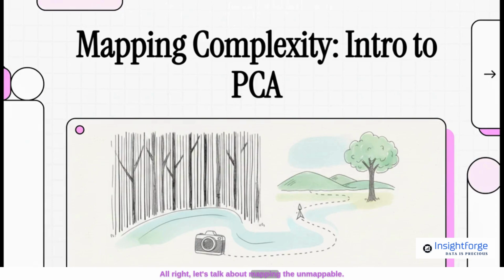All right, let's talk about mapping the unmappable. We're about to dive into one of the coolest tools in data science, something that helps us cut right through the complexity and find that hidden story that's always lurking in our data. I'm talking about principal component analysis, or as you'll usually hear it, PCA.